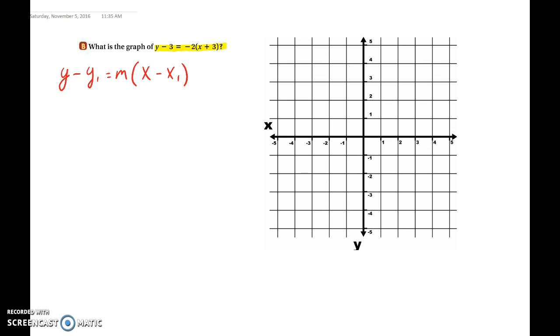So if we want to graph in this form, you could, if you really wanted to, distribute the negative 2 in, add over the 3, and rewrite it as y is equal to mx plus b if you feel more comfortable in that. You can do it that way. However, we have enough information here.